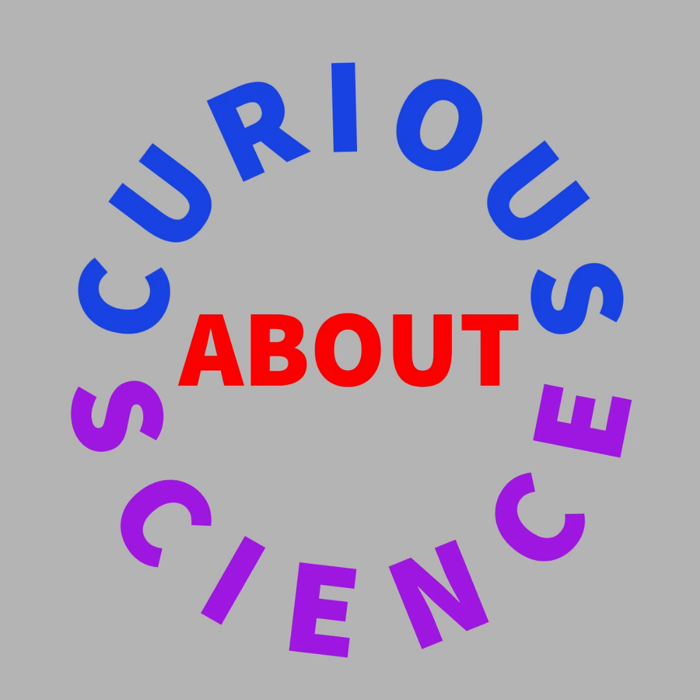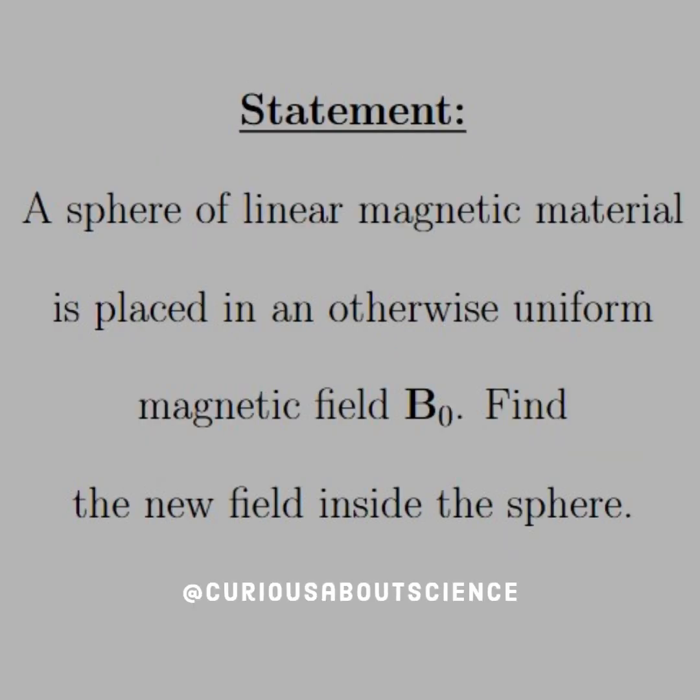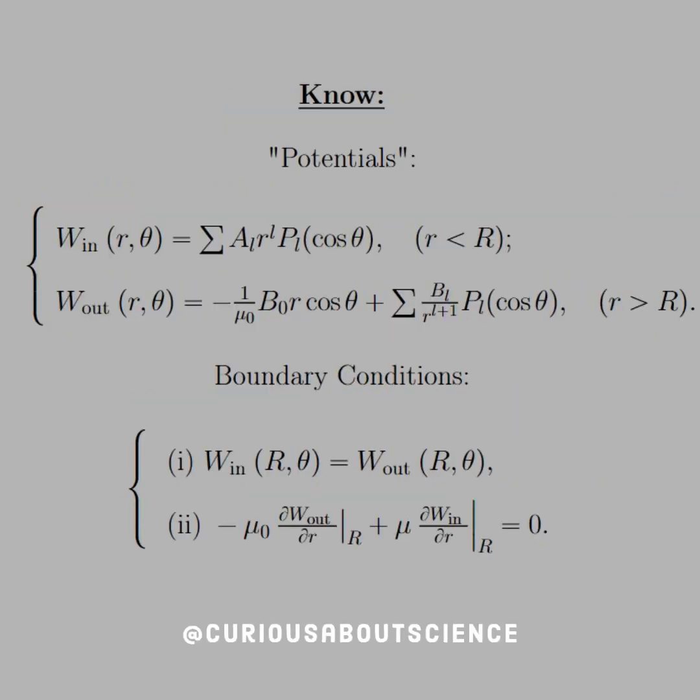So our statement reads, a sphere of linear magnetic material is placed in an otherwise uniform magnetic field B naught. Find the new field inside the sphere. All right. So we've done this before a few questions back with the potentials and separation of variables. So we'll emulate that again.